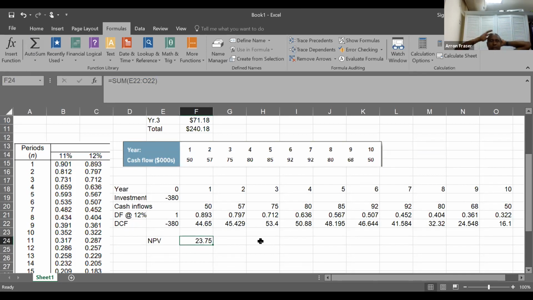So based on the question, an initial investment of 380,000 with a cash flow profile as described in the question, discounted at 12%, will give you a net present value of 23.75. So given the rule that we encountered earlier, we will undertake this investment.